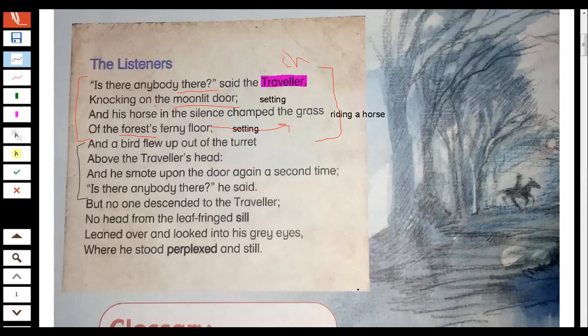What is a turret? A turret is something that looks like a tower. It's a small tower at the top of the house. So now I am in front of a house that has a turret. This turret has lots of birds. So this image, a bird flew up out of the turret. I think it is better for you to see the image of a turret.